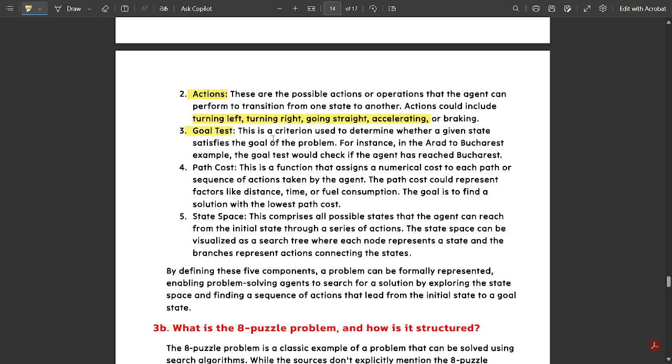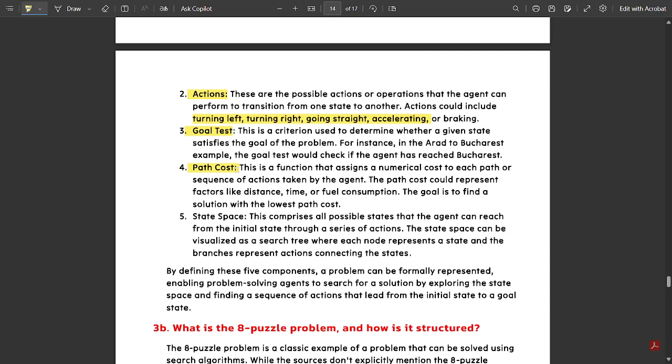Next is goal test. This is a criterion used to determine whether a given state satisfies the goal of the problem. For instance, in the Arad to Bucharest example, the goal test would check if the agent has reached Bucharest or not. Goal test is the final destination, whether you have reached that final destination or not. It is easily possible to reach from Arad to Bucharest if there are no obstacles in between. So this would be the goal test.